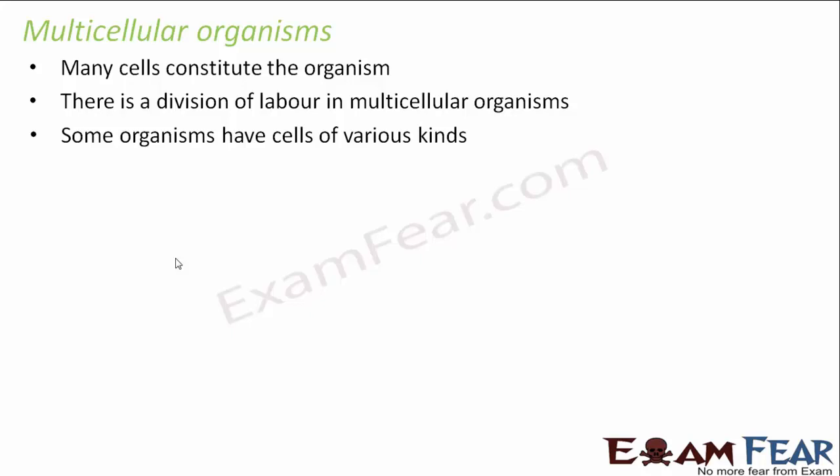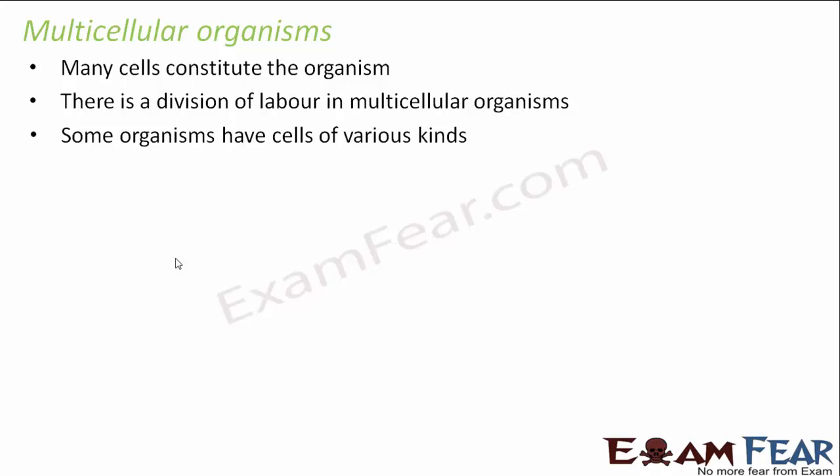In human beings, in all of our body, what do we see? Somewhere near the brain we have the nerve cells. Somewhere in the kidney we have the kidney cells, and those cells are not similar to each other. They look different. Their functions are also different, right?